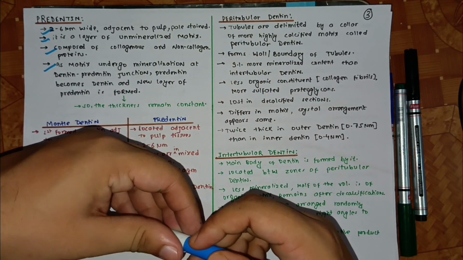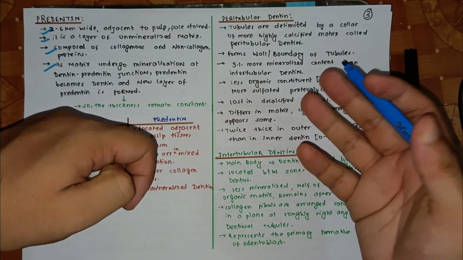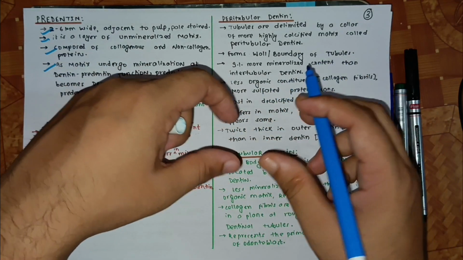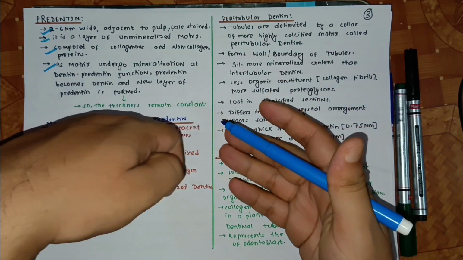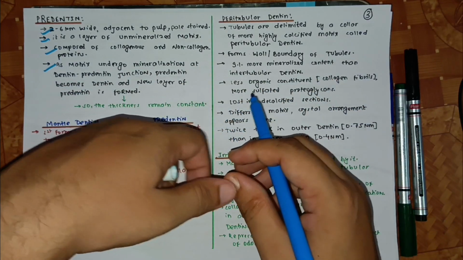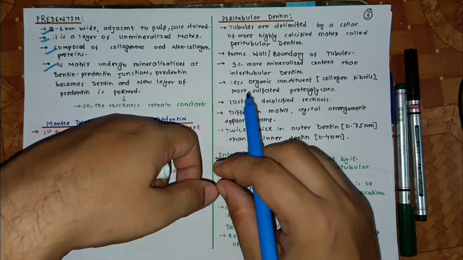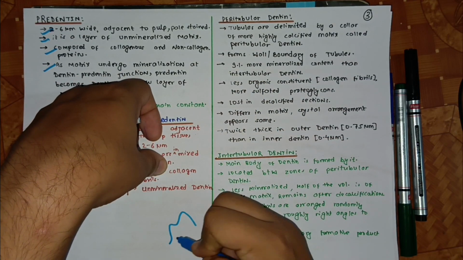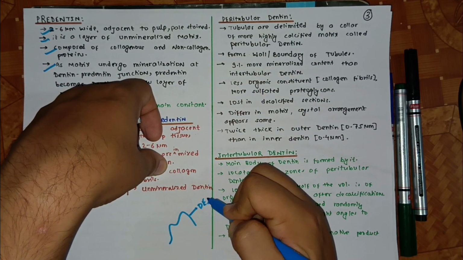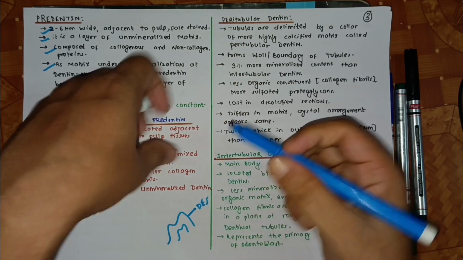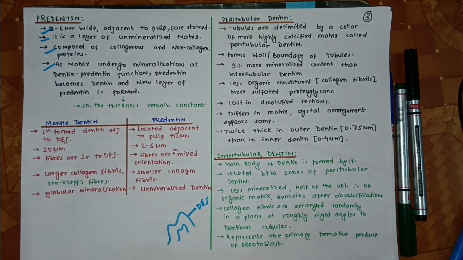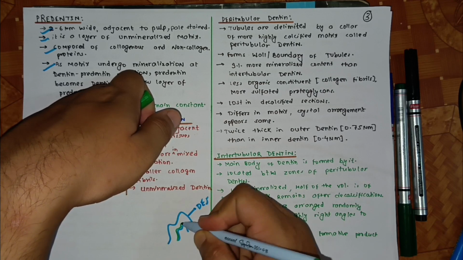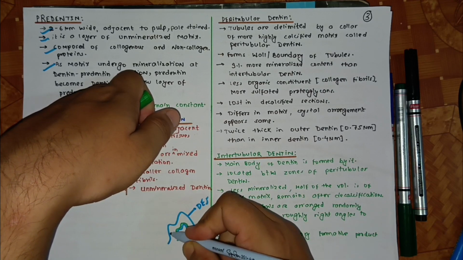Predentin means dentin that is being formed. The proper adult dentin, so it is like a child dentin. Every dentin formed in a tooth has to go through predentin. So just think this is the dentin-enamel junction, not the tooth surface, and this is the pulp. This is the predentin layer, and here there is the mantle dentin.